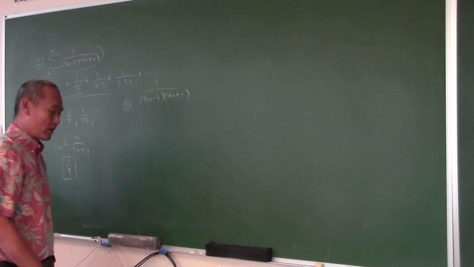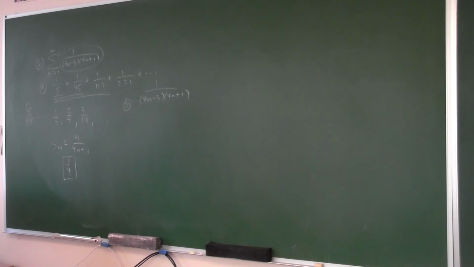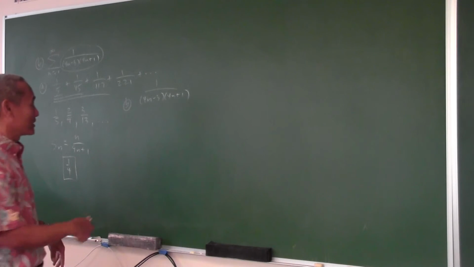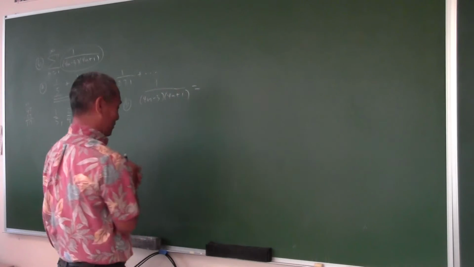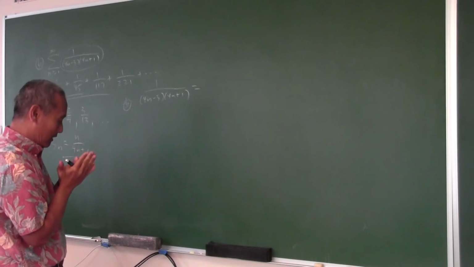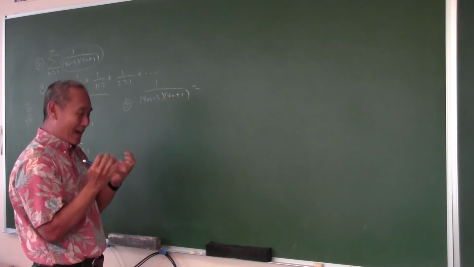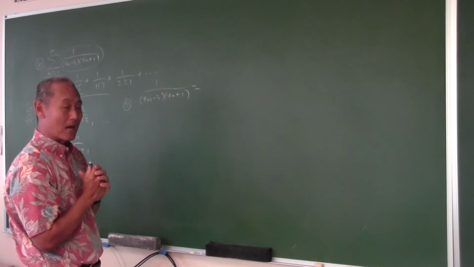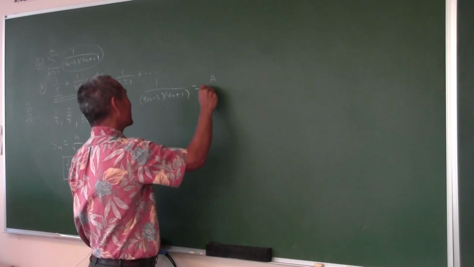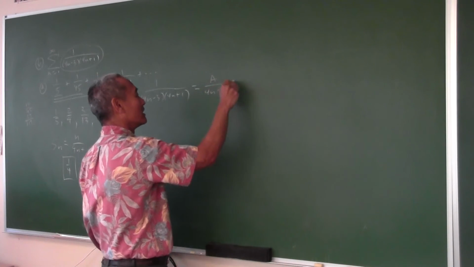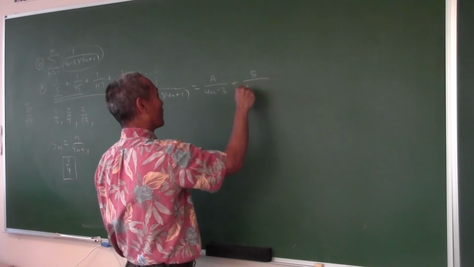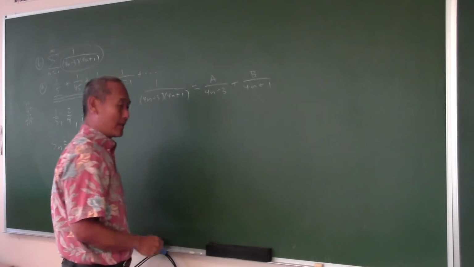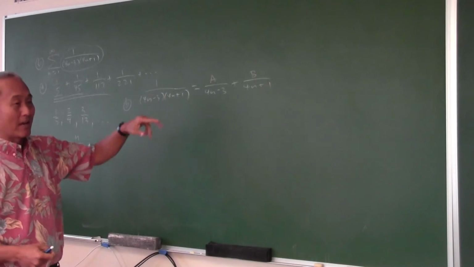Well, in the second quarter, when we studied rational functions, we learned how to decompose into its partial fractions. So let's review how to do this. What fractions, when added together, will give you this as the least common denominator? It would be something over 4n minus 3 plus something over 4n plus 1.